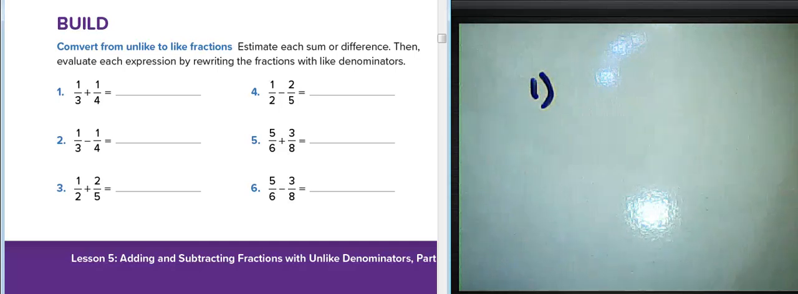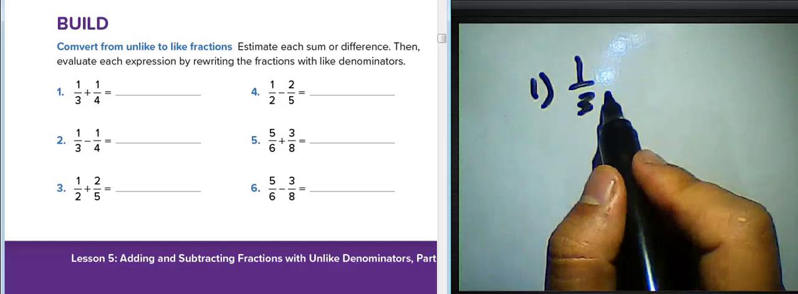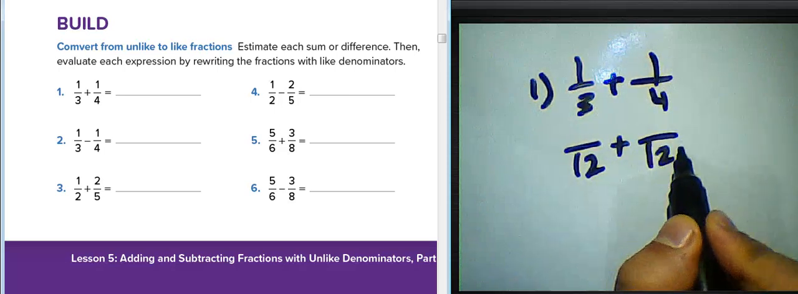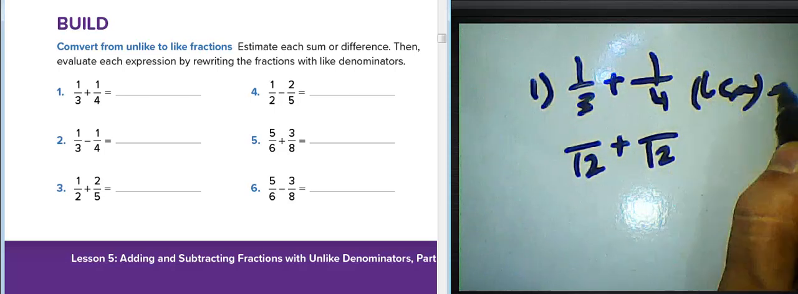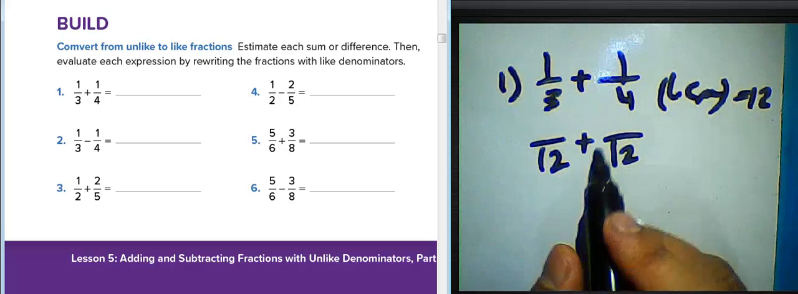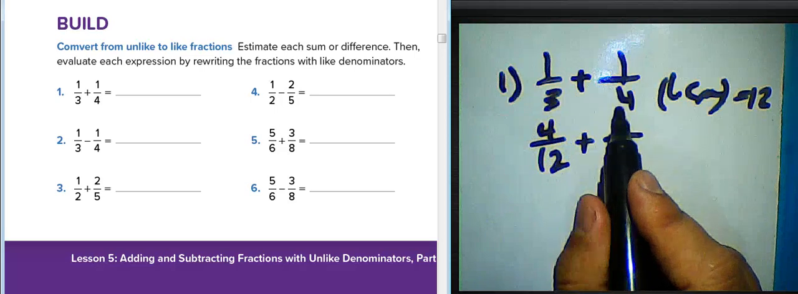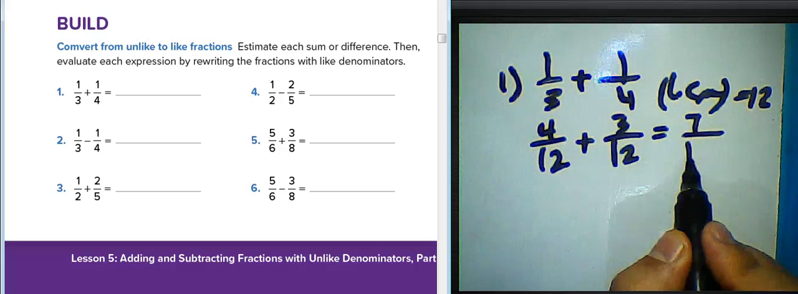We have here 1 over 3 plus 1 over 4. We can write 12 in the denominator because the least common multiple of the two numbers is 12. 3 times 4 equals 12. 1 times 4 equals 4. 3 times 4 equals 12. 3 times 1 equals 3. The result will be 7 over 12.